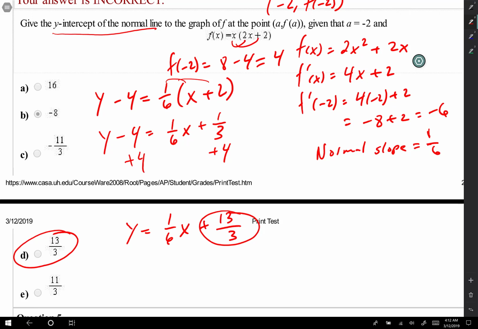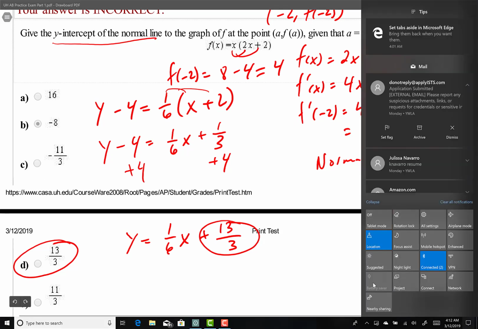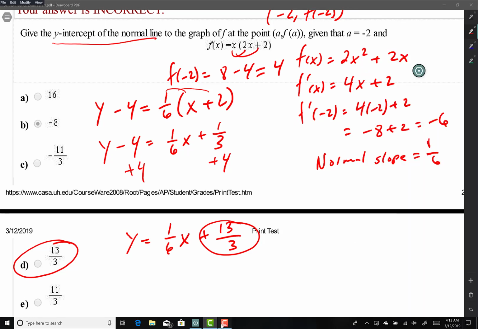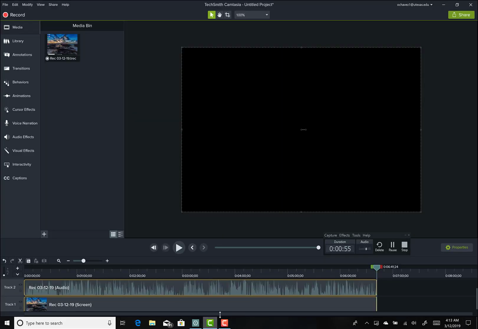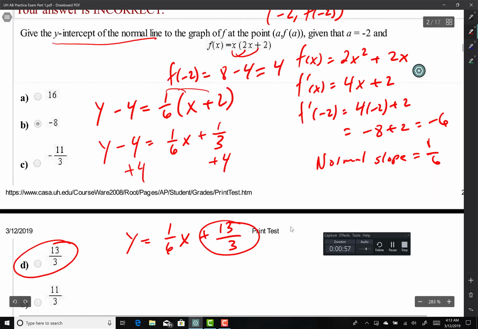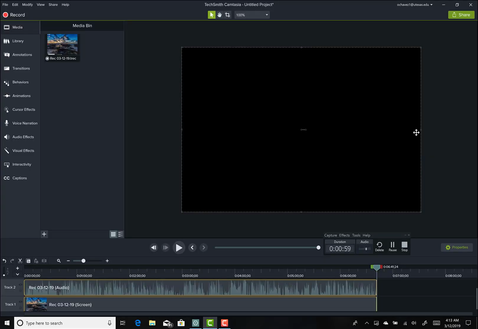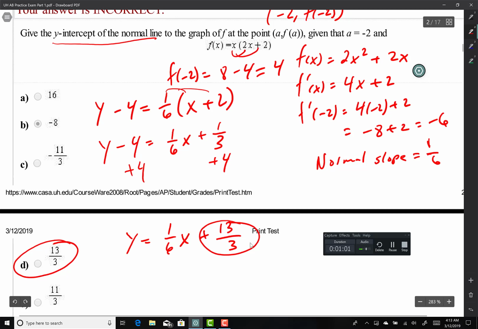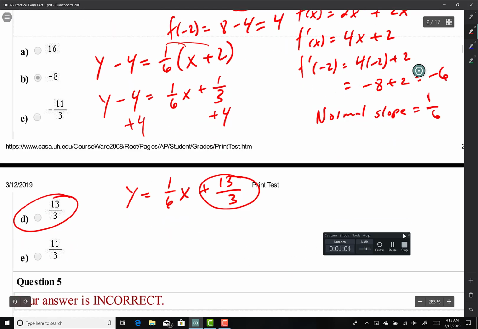Cool? Cool. Let me make sure that this thing's recording, because I can't tell. I can't tell the way it looks right now. Yeah, it is. I think. Yep, okay. Let's continue. Sorry, guys.